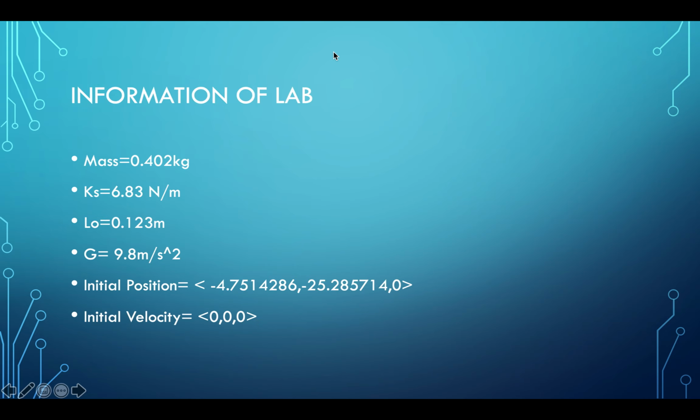So here's some of the information of the lab. The mass of the object on the end of the spring was equal to 0.402 kilograms. The spring constant is equal to 6.83 newtons per meter. The relaxed length of the spring is equal to 0.13 meters. Gravity is equal to 9.8 meters per second squared. This is the initial position that we got from our first point in Tracker, and the initial velocity is 0 since it is coming from rest.